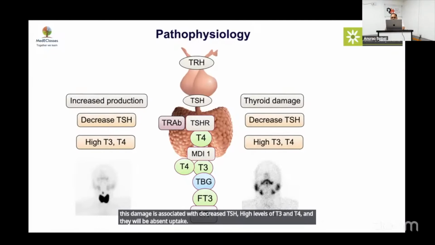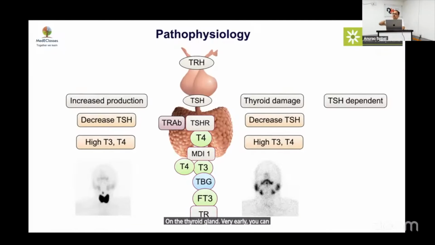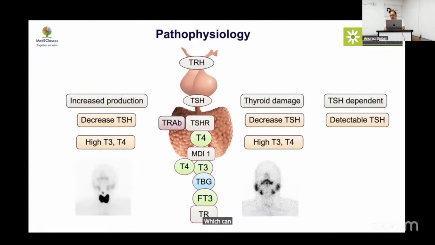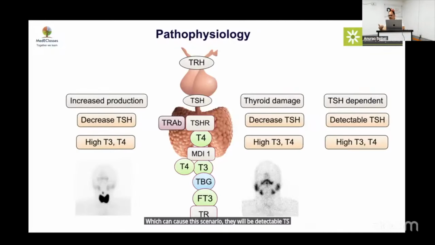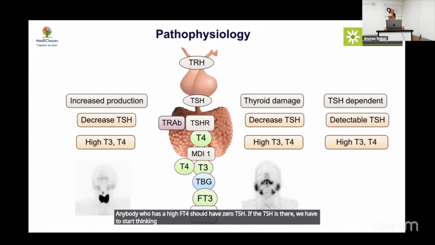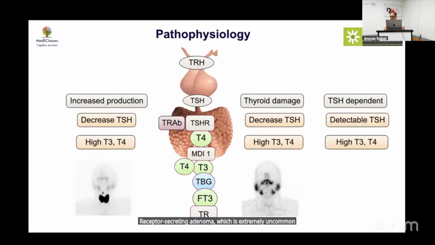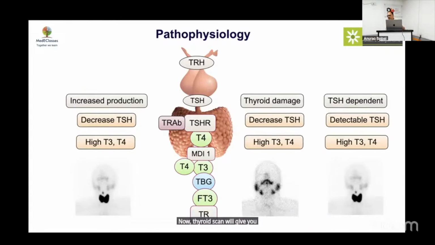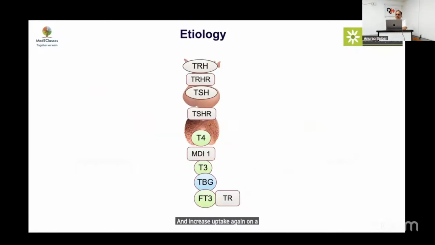Rarely you can have a problem in the pituitary region, where you can have a TSH producing adenoma, which can cause this scenario. There will be detectable TSH with high T3 and T4. Anybody who has a high FT4 should have zero TSH. If the TSH is there, we have to start thinking of other possibilities like a TSH secreting adenoma, which is extremely uncommon in children, or the rare possibility of thyroid hormone resistance. Now, thyroid scan will give you a picture of absent uptake in the scenario of thyroid damage and increased uptake in a TSH dependent scenario.